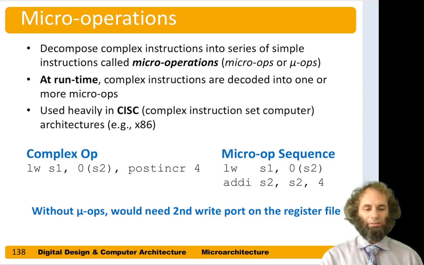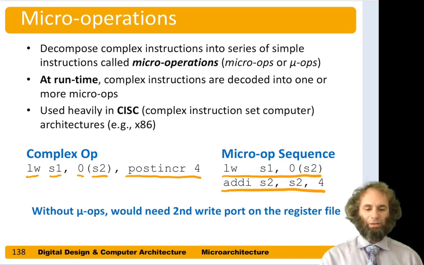So suppose you had a complex instruction that was load from an offset of 0 relative to a base address of S2, put the result in S1, and also post-increment by 4, meaning add 4 to S2 and put it back in S2. So that's a common type of instruction in a complex instruction set computer. It could be used for accessing elements from an array and walking through the elements. We could break it into two simpler instructions. First the load word, and then the add to add 4 to the base address.